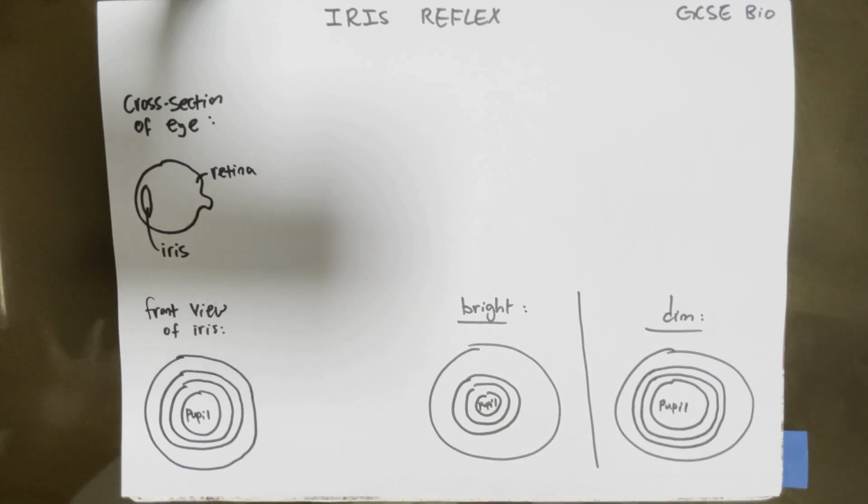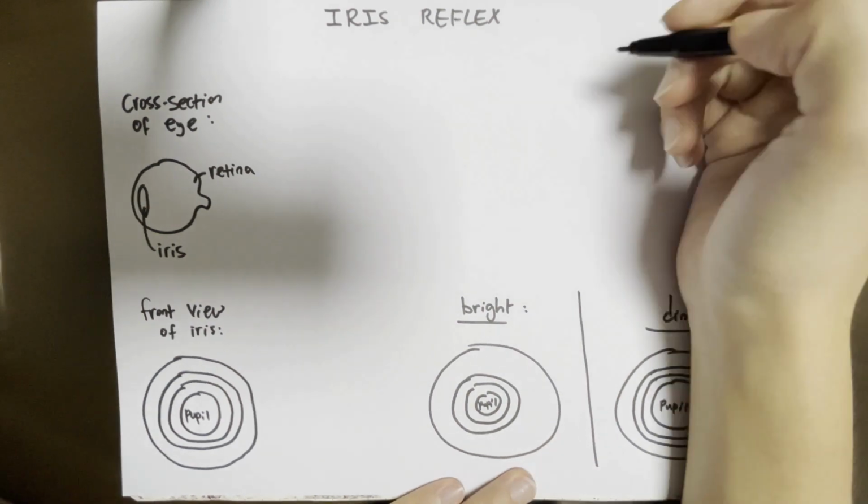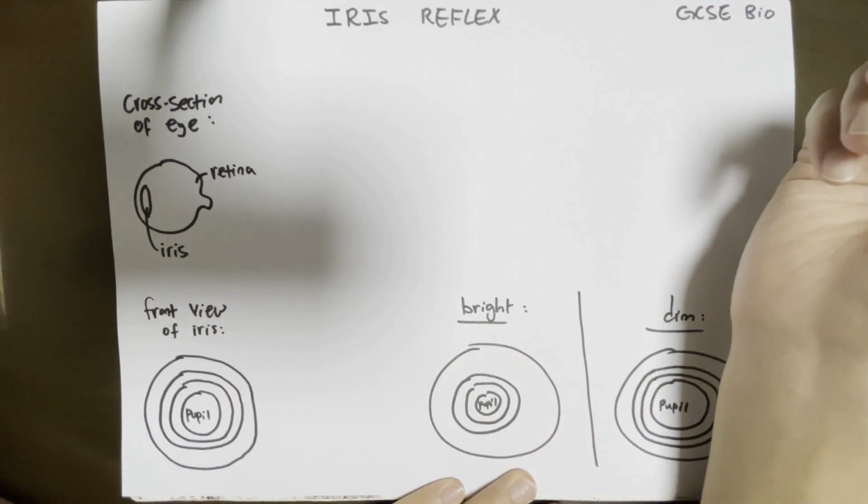Because if too much light enters, it can damage the retina, right? And if too little enters, we can't really see well in the dark. That's why when we look at the sun, we can't see properly, and it tries to dim it up. So what's the purpose of the iris reflex?